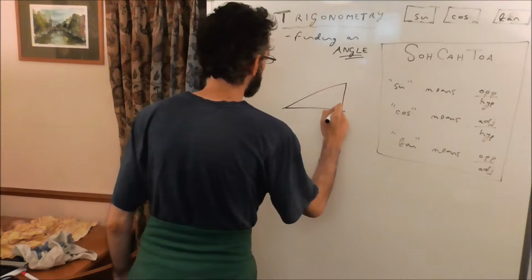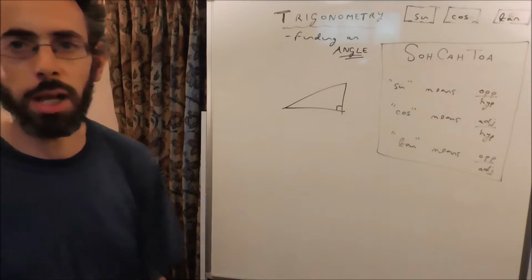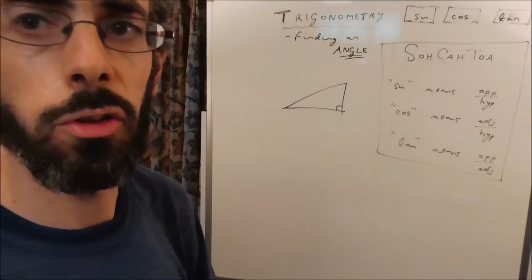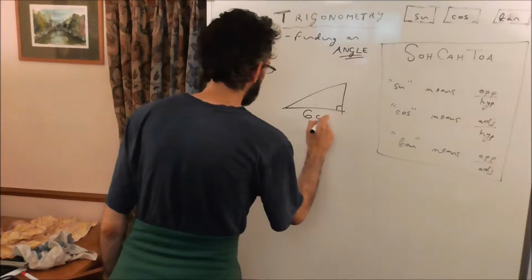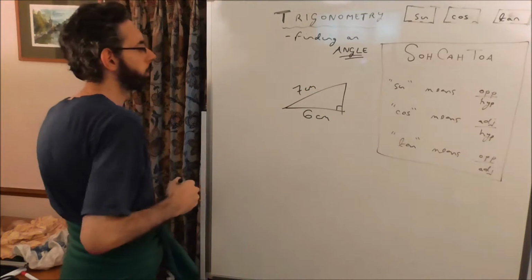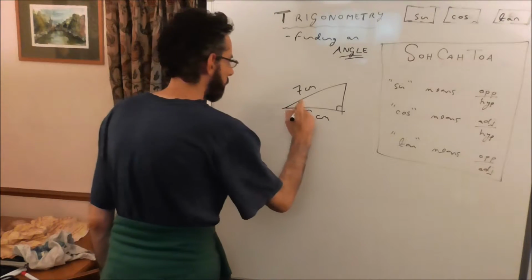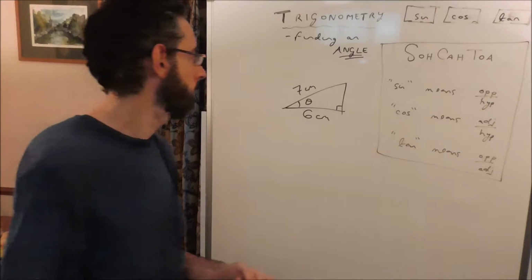Here's our right angled triangle. And to find an angle, you need to know 2 sides to find either angle. So let's say this side is 6 centimetres and this side is 7 centimetres. And suppose it's this angle that we're interested in finding. So I'll just label it theta, that Greek symbol.